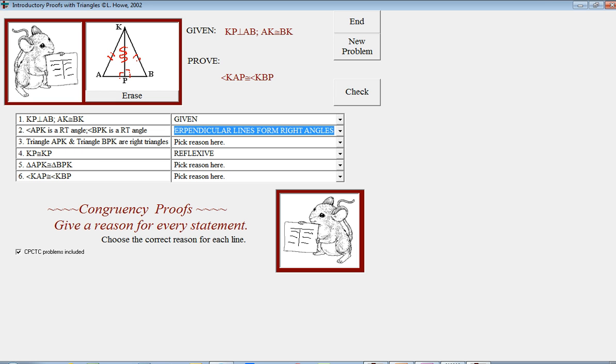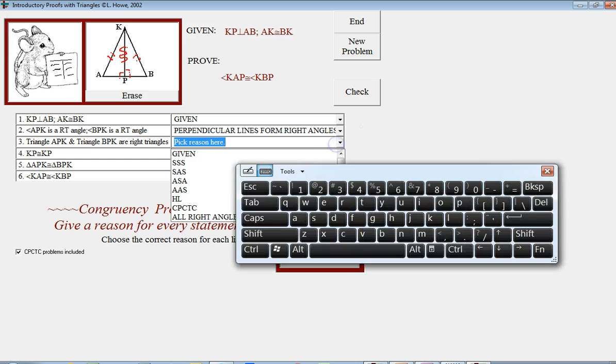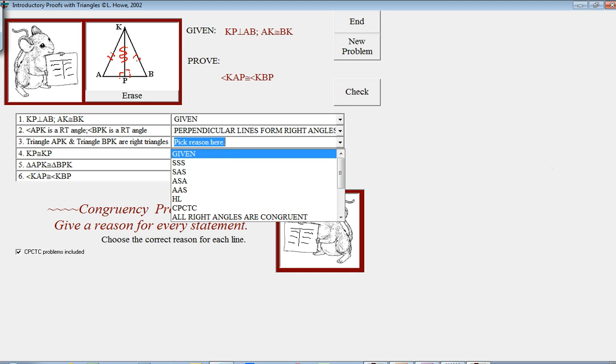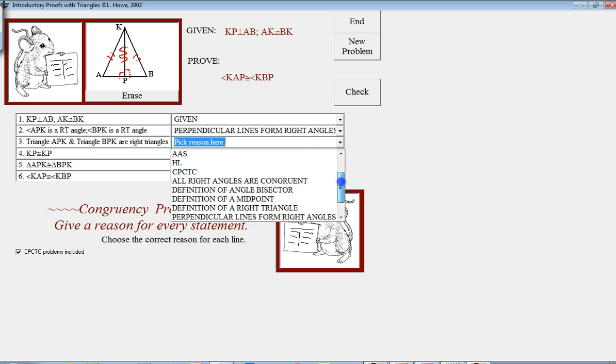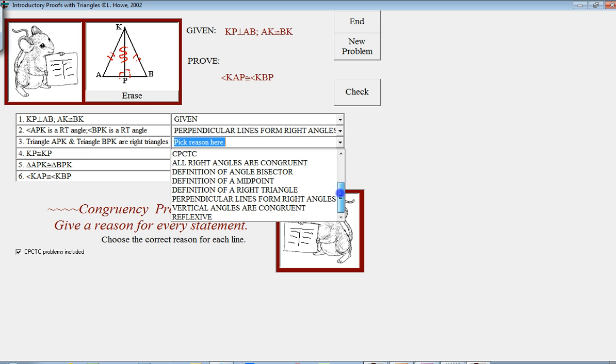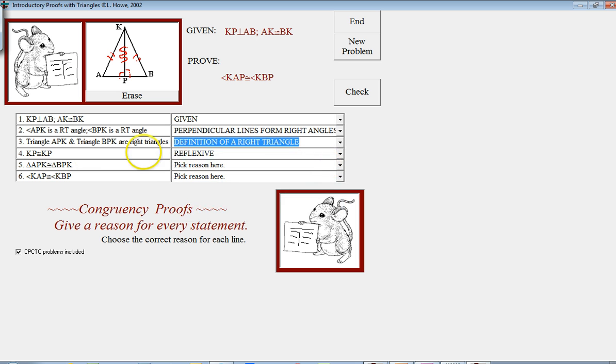Triangle APK and triangle BPK are right triangles. Let's see if we can find a good reason for this. It's not given, but it is by definition of right triangle. It is a triangle that includes a right angle. KP is reflexive.